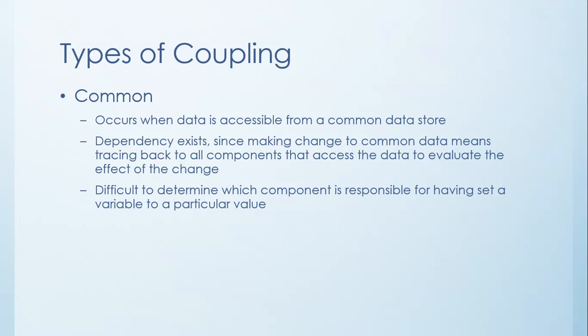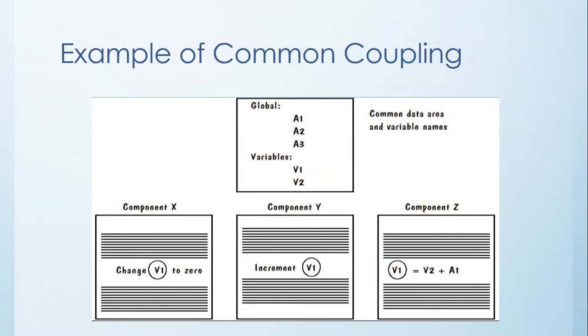The next level down is common coupling. This occurs when data is accessible from a common data store. So dependency exists since making a change to the common data means you have to trace it back to all the components that access that single piece of data, and then you have to evaluate the effect of the change. A lot of the time it's difficult to determine which component is responsible for having set a variable to a particular value.